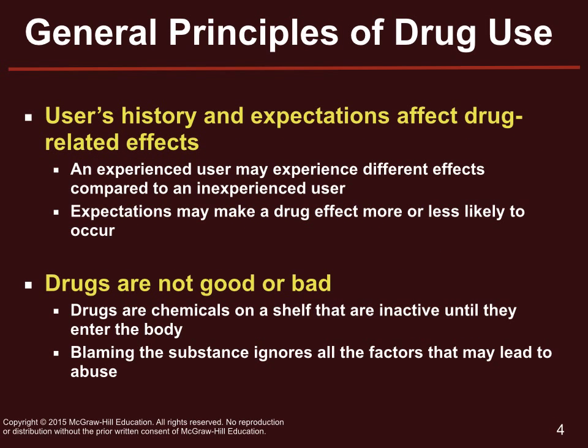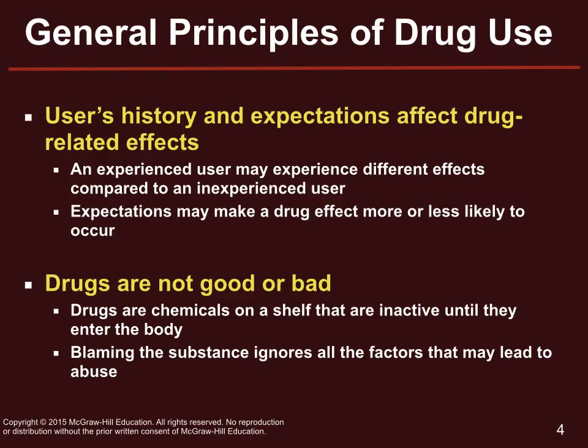Our fourth general principle, our own personal history and expectations affect the drug-related effects that we'll experience. We can see this in the concept of tolerance, that an experienced user is going to feel differently after consuming a drug than an inexperienced user, and even our expectations, the things that we believe will happen after we consume alcohol or consume any drug, make those effects more and less likely to occur. When we get to alcohol, we'll see some interesting work that's been done with that.